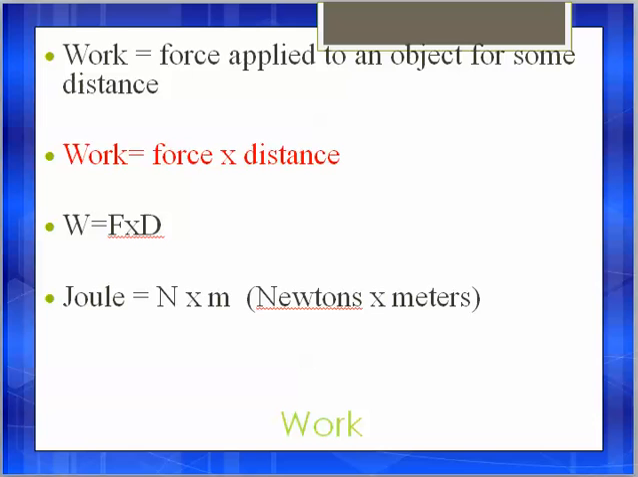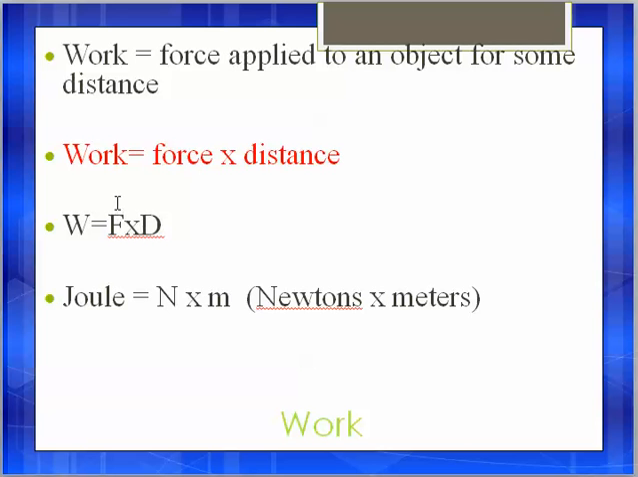Today we're going to be talking about work. Work is a force applied to an object for some distance. We've talked about that in class a little bit. Work is force times distance. So if you apply a force for some distance, then you're doing work.